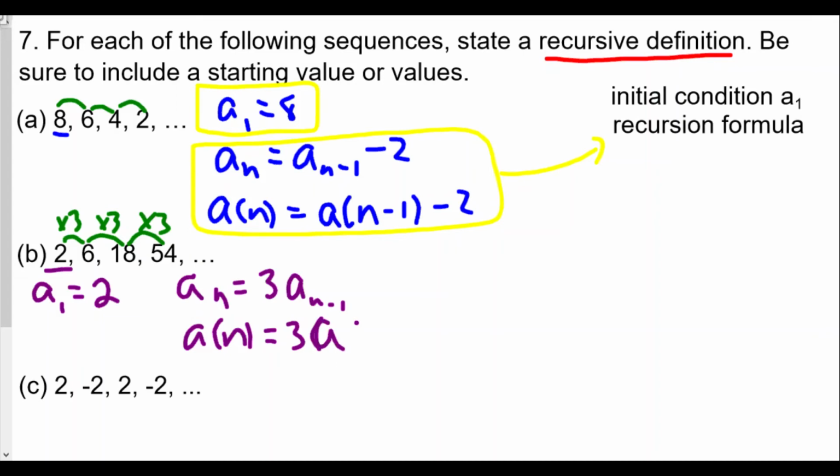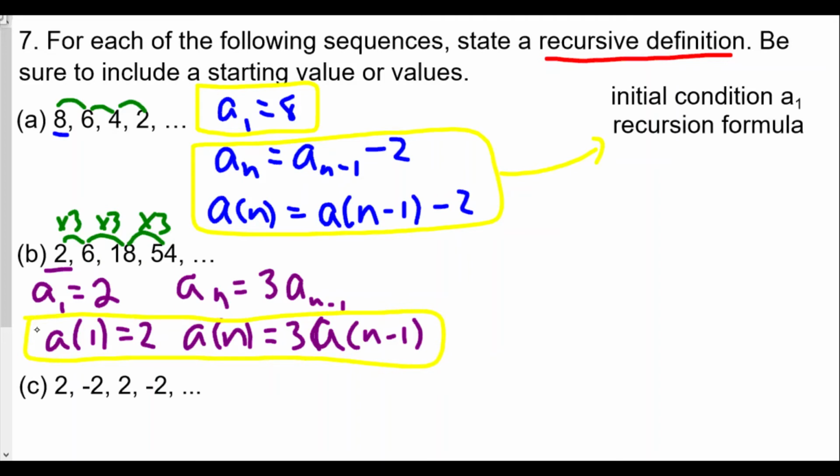Three of a n minus 1. Now, either one's fine. All right. However, if you were going to use the second one, I would probably say use a1 is equal to 2. So if you're going to use this almost like a function notation here, I would use that as my initial condition. Or if I'm using subscripts, I would use this here.